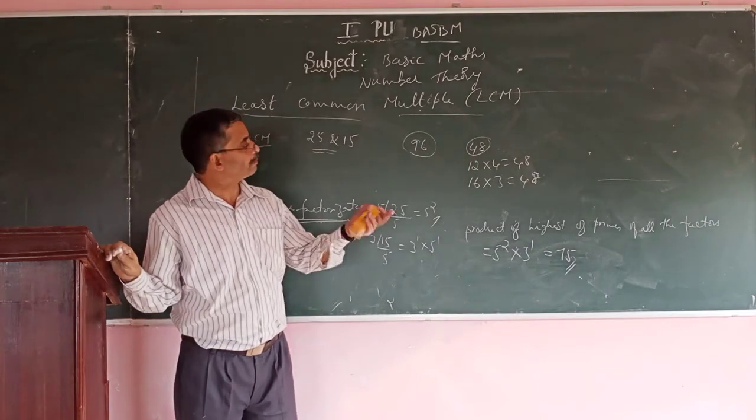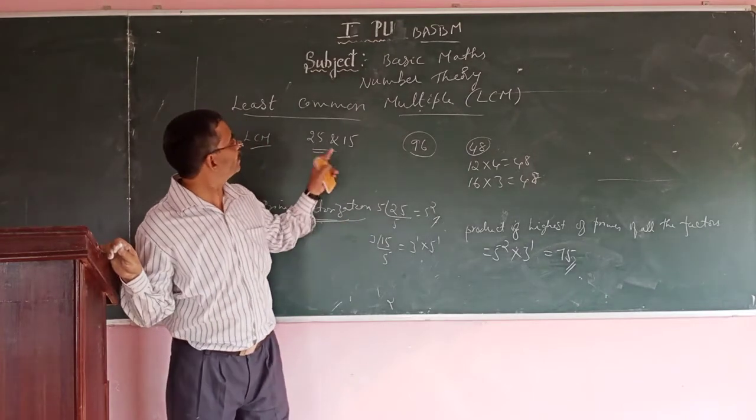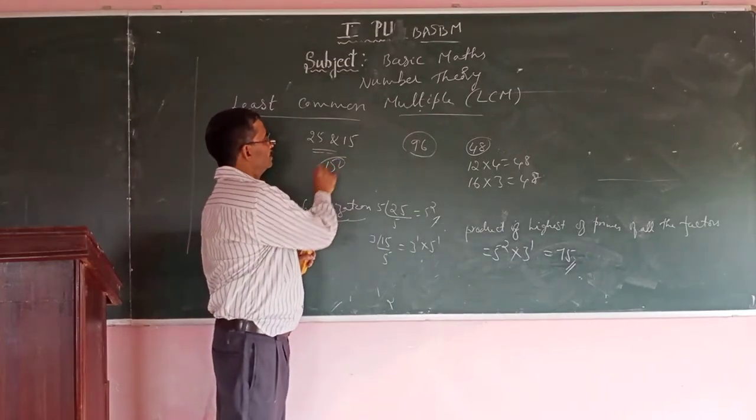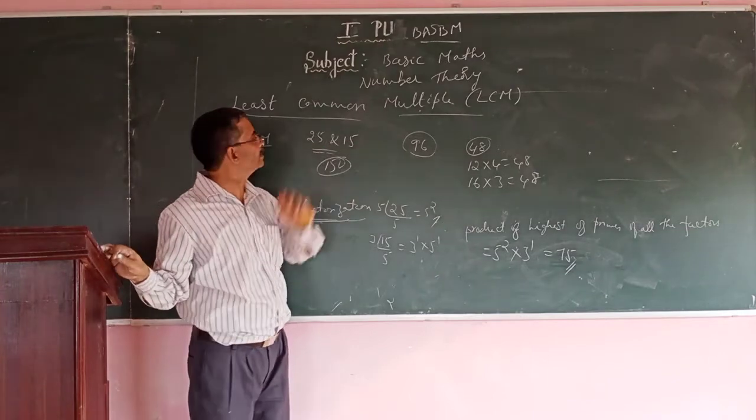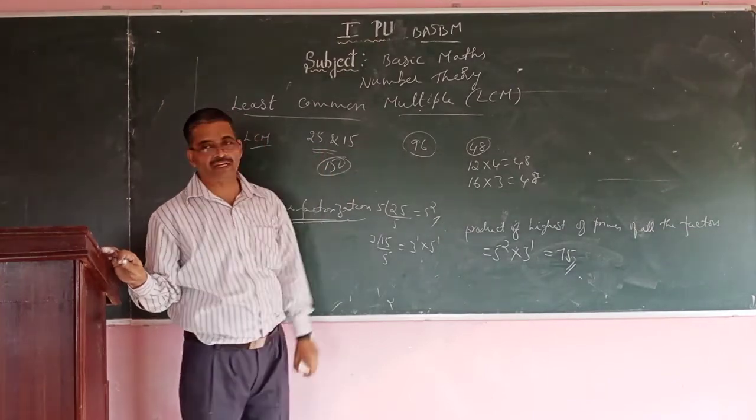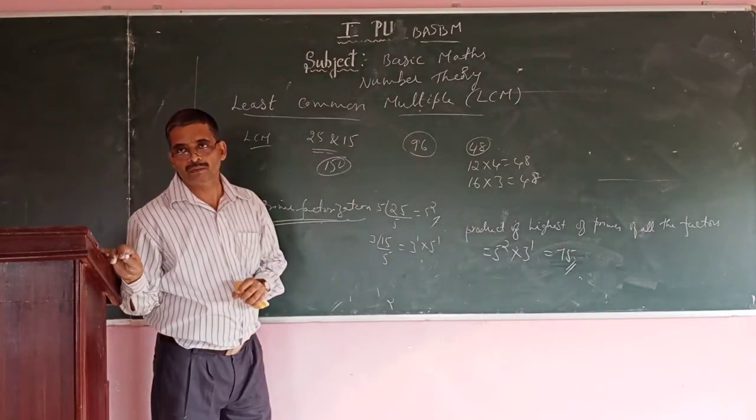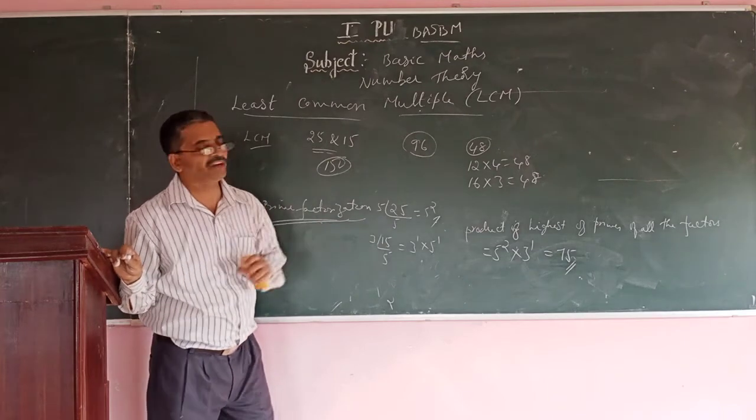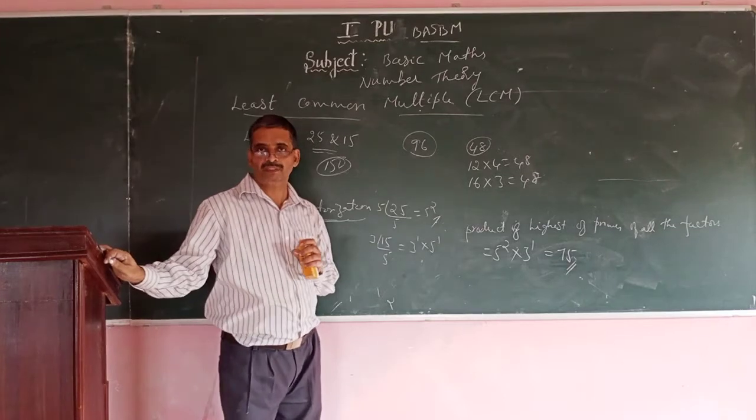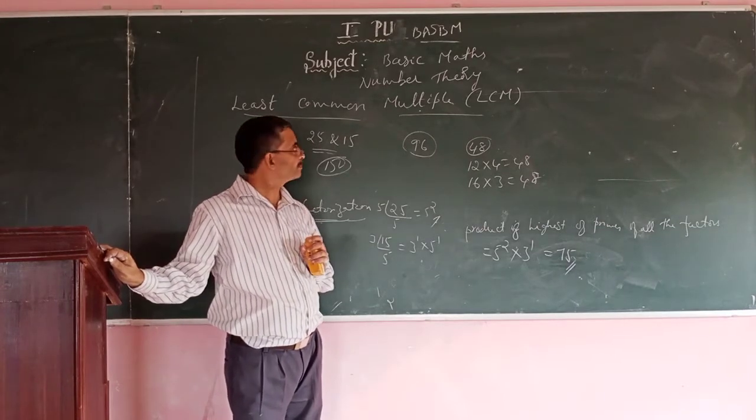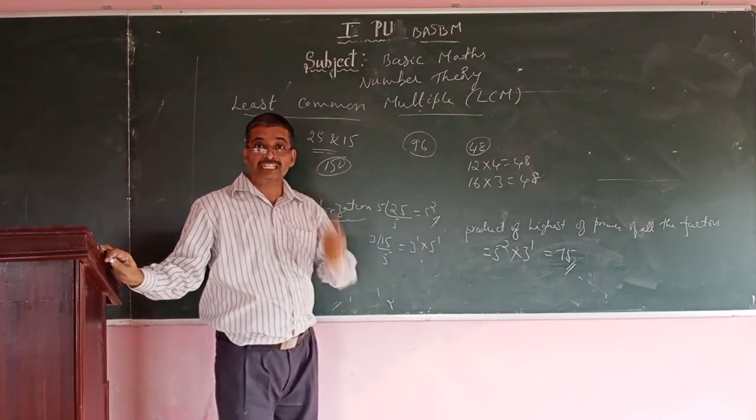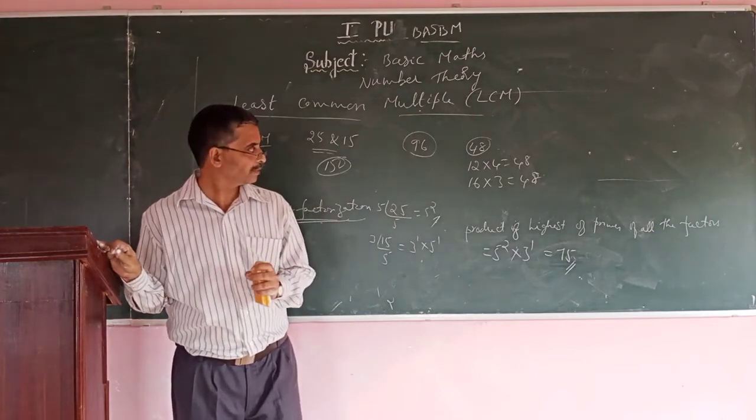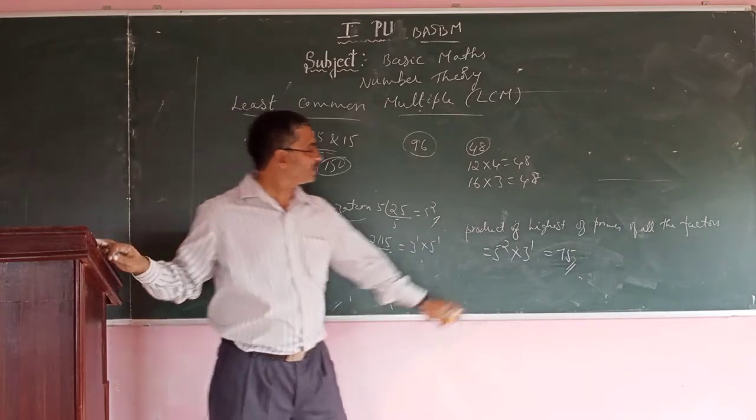There may be many common multiples of 15 and 25. For example, 150. 150 is a multiple of 15 and also of 25: 15 into 10 is 150, 25 into 6 is 150. But there may be many, there are infinite multiples actually. But we want the least among those, the smallest one. So that is 75 here.